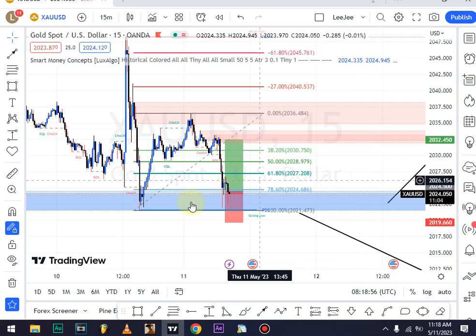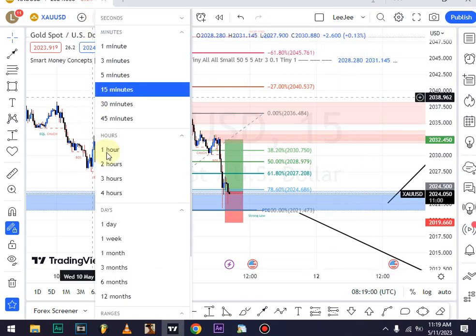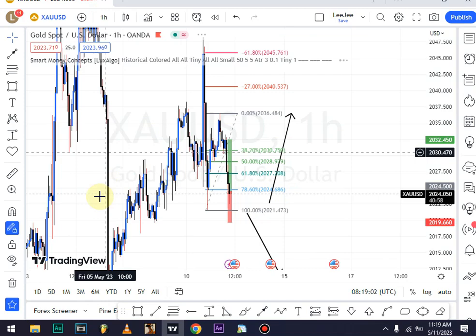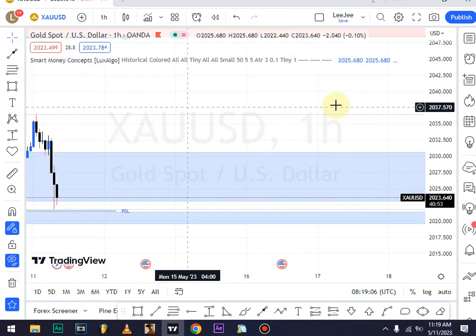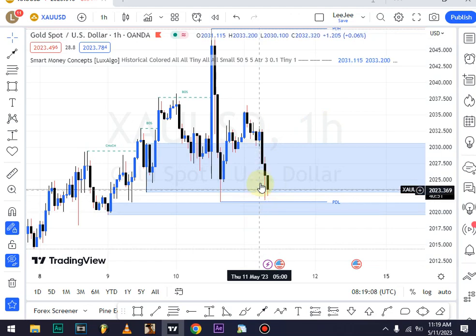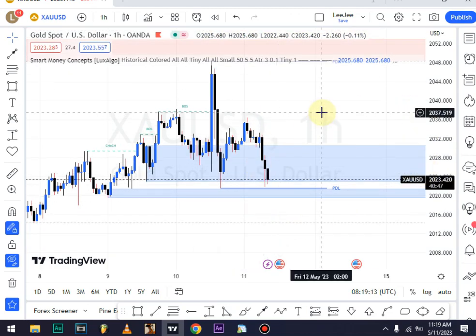Just a matter of time before price pushes to the upper side. Let's see how the previous hour candlestick closed. That's nice. We had this beautiful rejection. This was great. That was a great one. That's great. I'm going to hold, man.